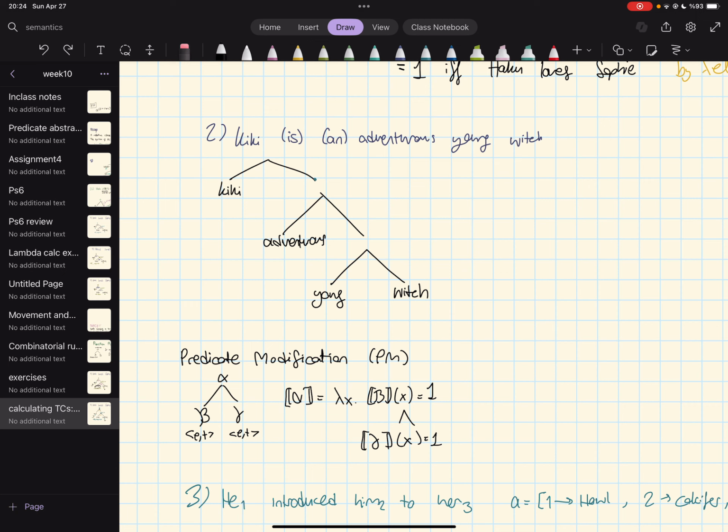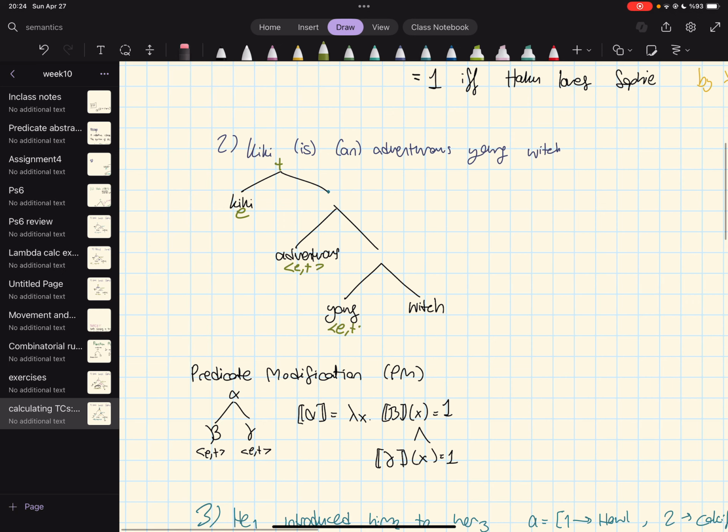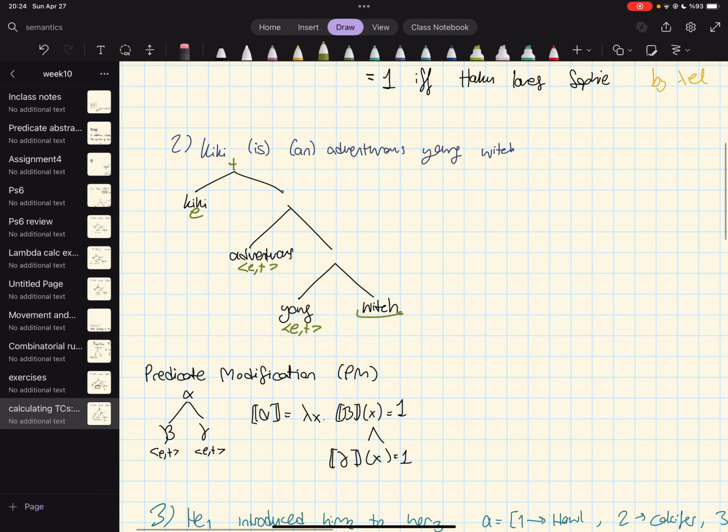Okay, again, the first thing that we do, as always, is to assign types. So the whole sentence would denote... which pen should I go with? I'm going to go with this one. The whole sentence is of type T. Kiki is an entity of type E. And here I have two adjectives, adventurous and young. Adjectives are of type ET because they take an entity and they return a truth value. Young as well, it's also an adjective. And a non-predicate such as which.